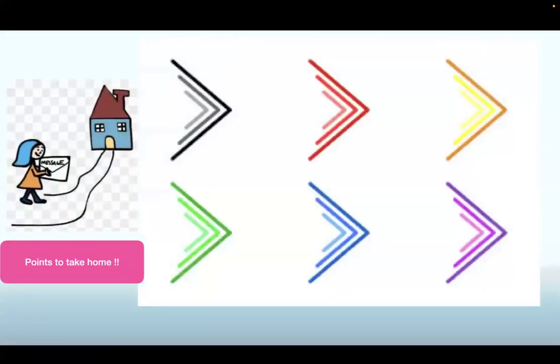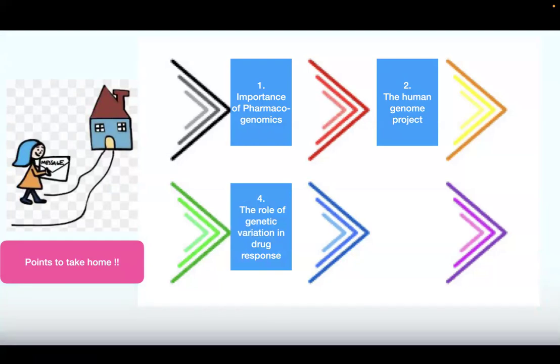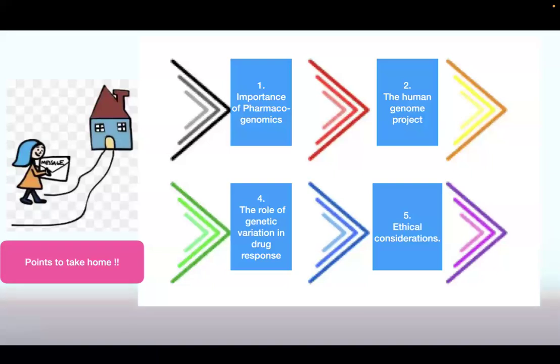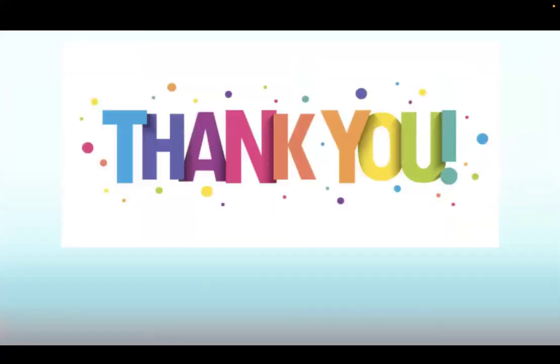Points to take home for today's session. So you need to understand the importance of genomics based on the case study. You need to understand the Human Genome Project and its importance in various fields. Then the role of genetic variation in drug response, what things it can depend on, and the ethical considerations, which is a part of our next session. And the third, the key concept, kinetics and dynamics. You need to understand. Okay, so these are the parts of the session that need revision. Okay, so this is the end of our session today.